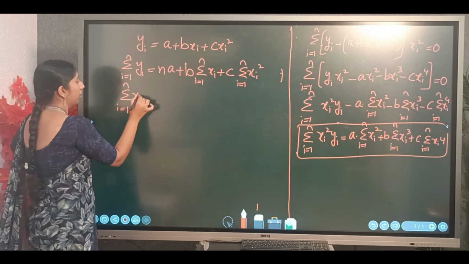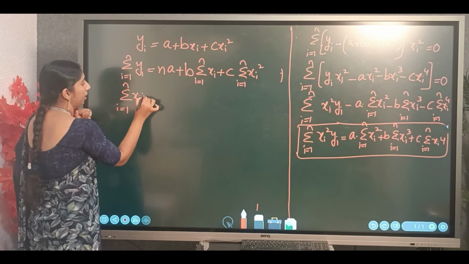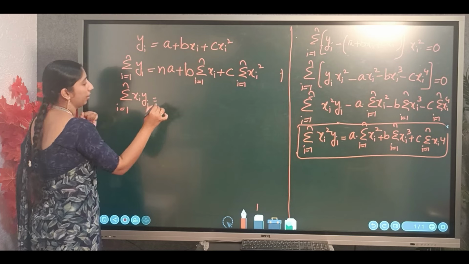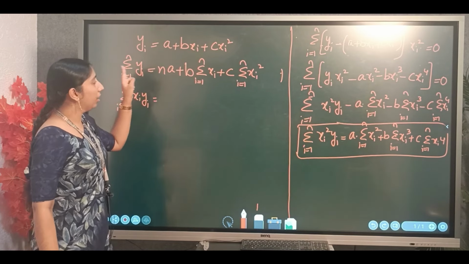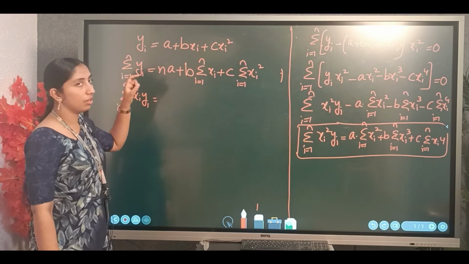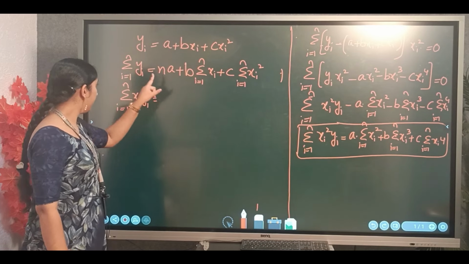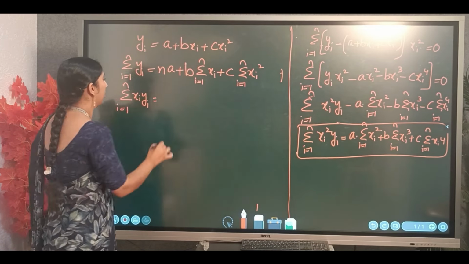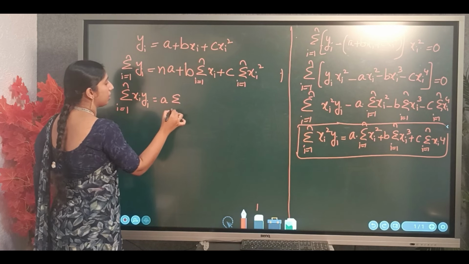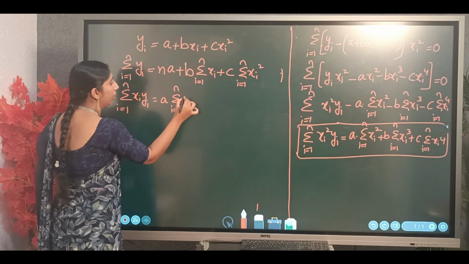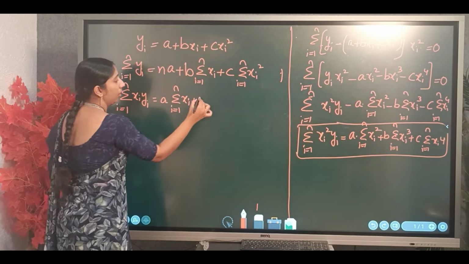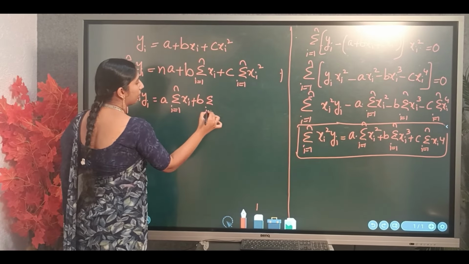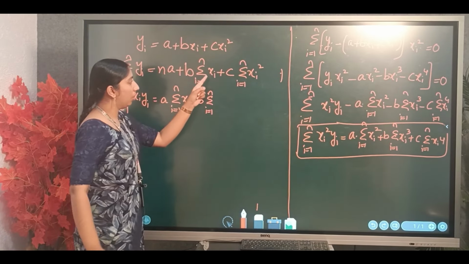That's it. Here yi is there, you simply put xi into yi. We have written n here, that means for the term 1, so for that one you multiply with xi. So what will we get? a into summation i equals 1 to n of xi. Clear? So b into summation i equals 1 to n, there is already a term xi.